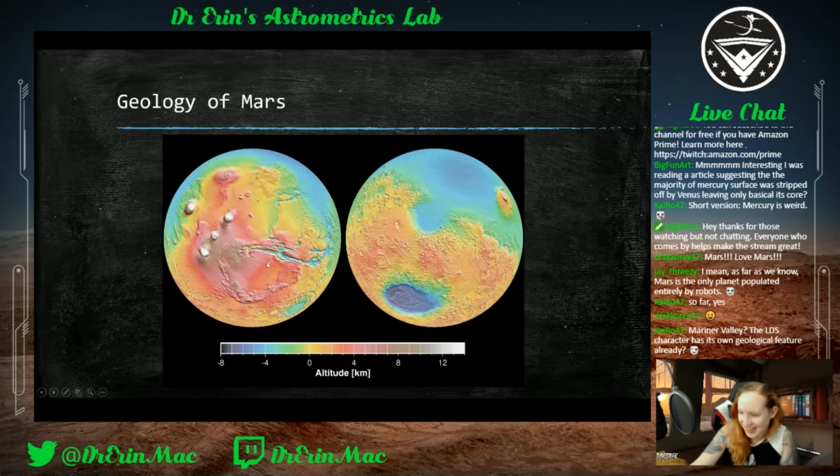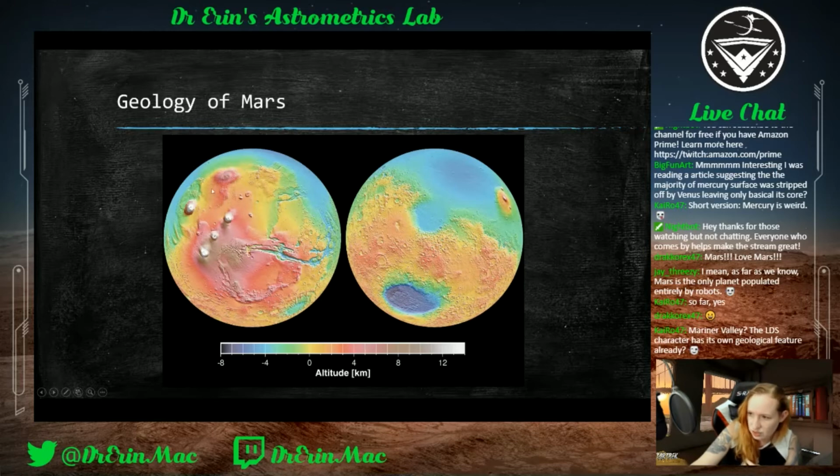All right, so Valles Marineris, that's this big crack here. But there's evidence of volcanism, there's tectonic activity, regardless of what caused this. There's indications of tectonics. And then we obviously, especially on this side, have a lot of impact craters.